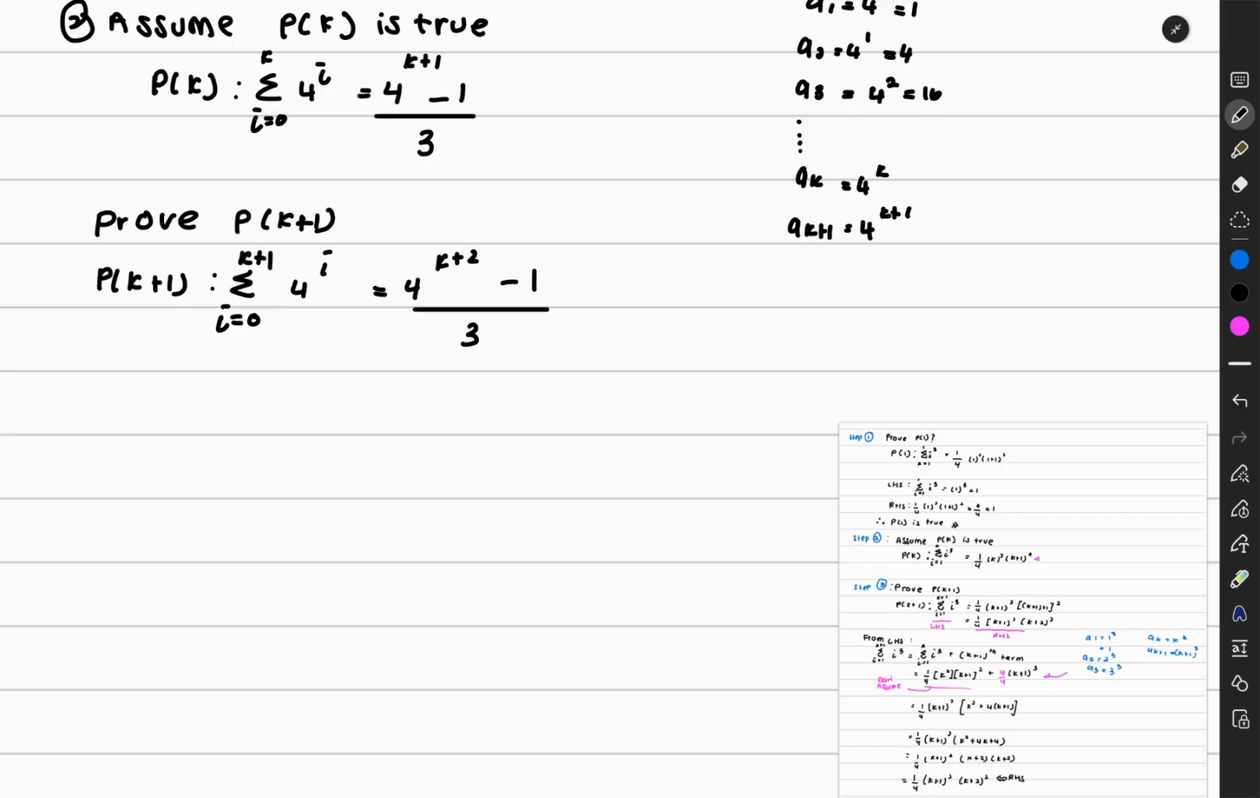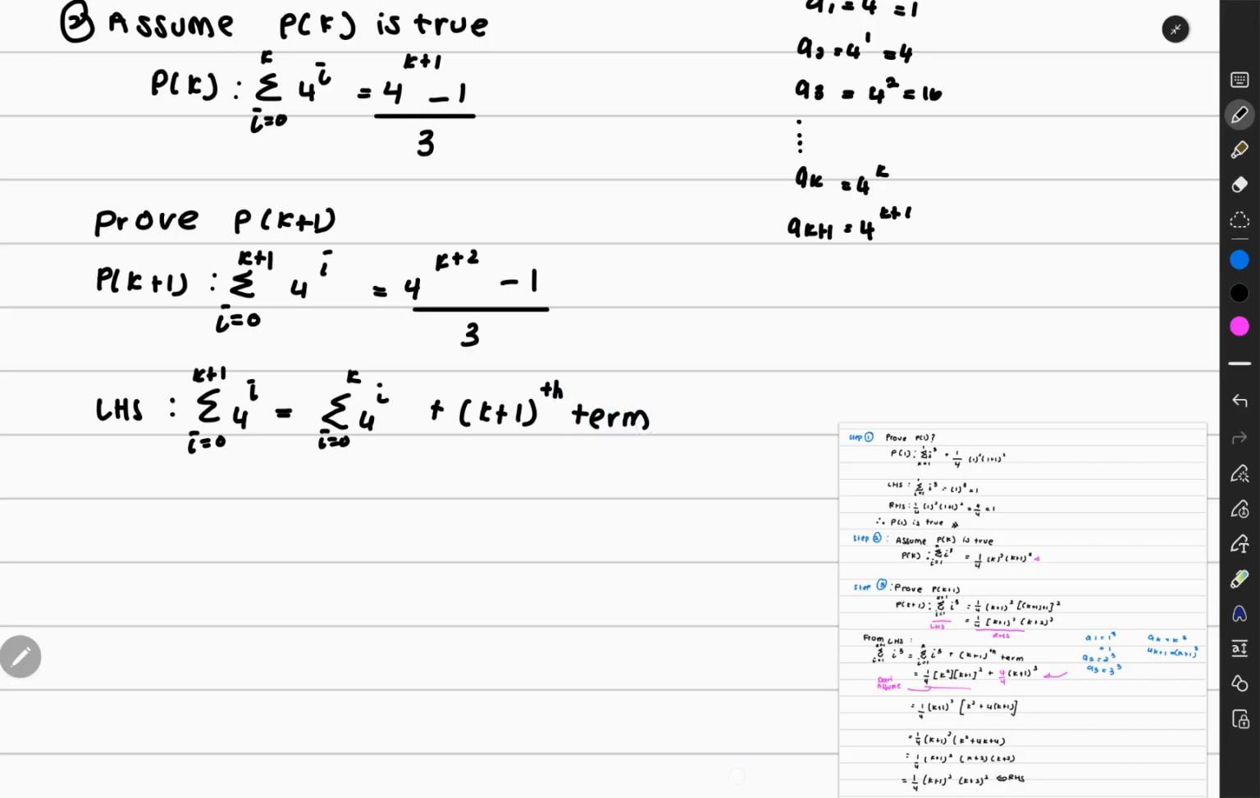So we start from the left hand side, yeah? Always start from the left hand side. It's easier for you lah. So on the left hand side, we have the summation of 4 to the I from 0 to K plus 1, okay? Which is basically equal to the summation of 4 to the I from 0 to K, plus the K plus 1 term.